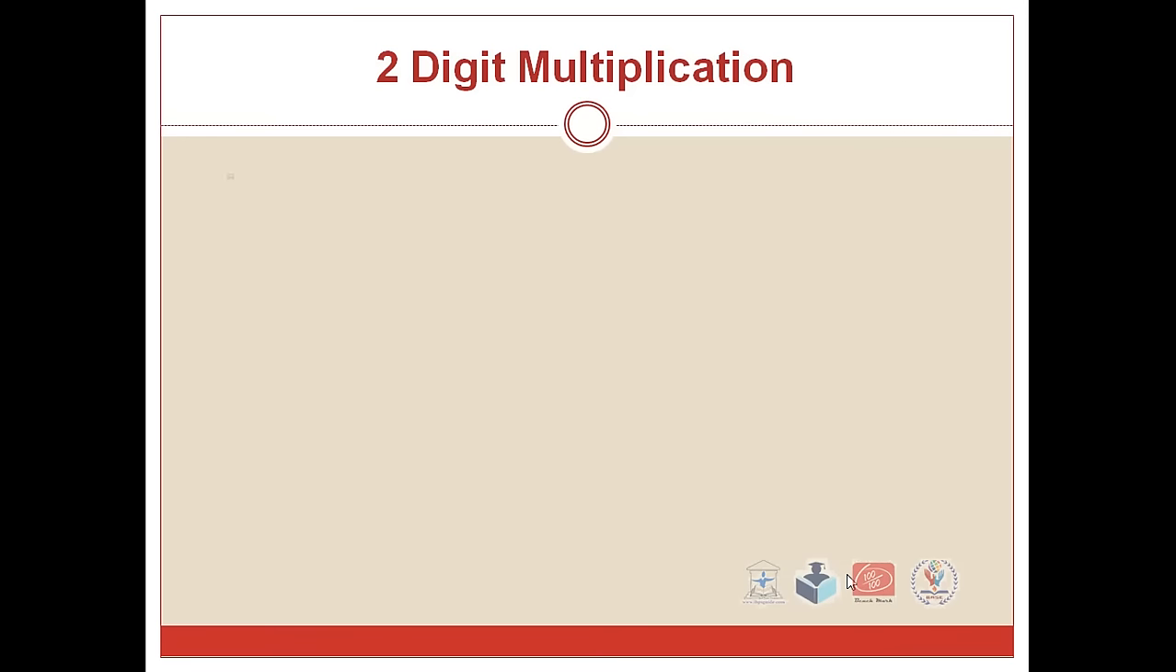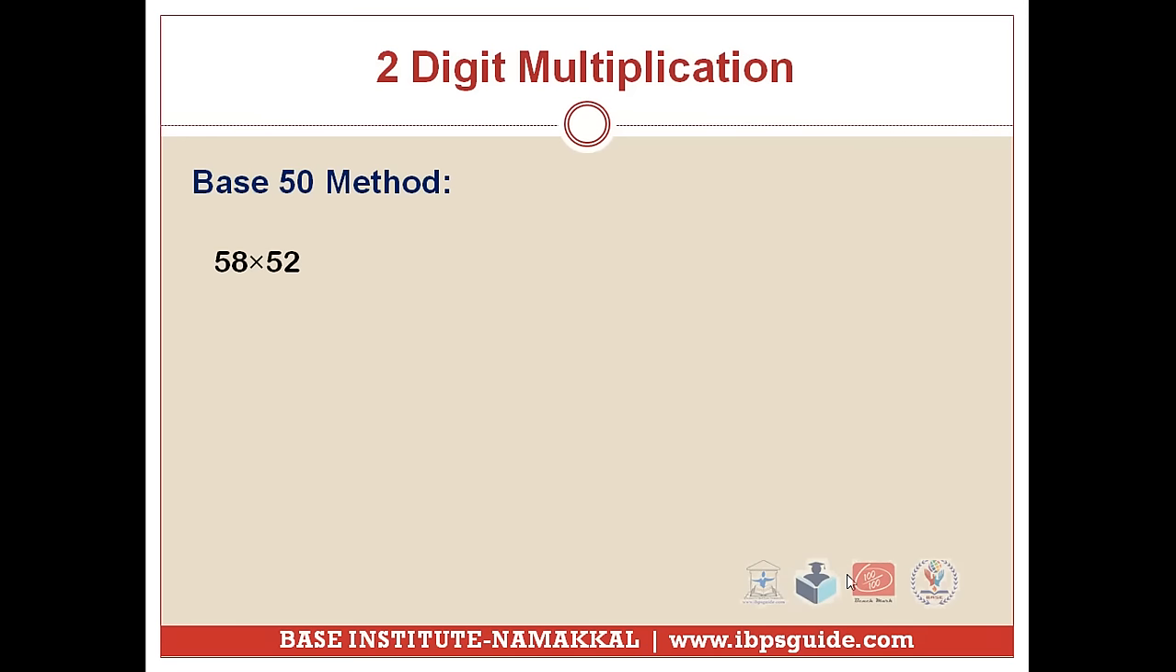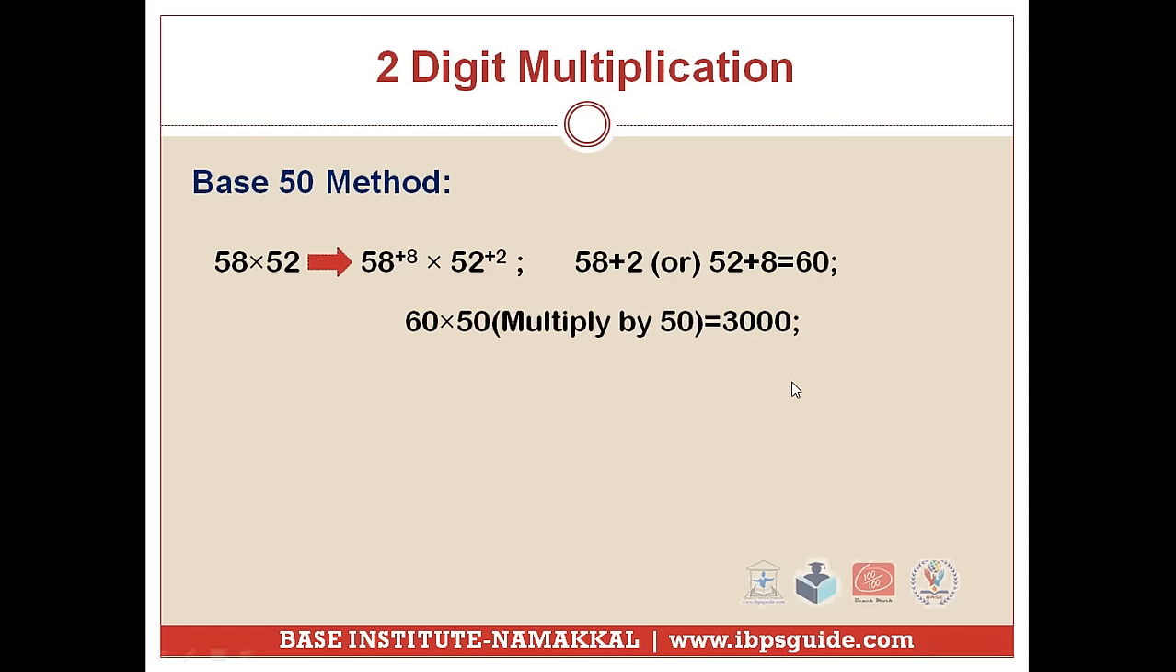In this method we can take multiplying 58 with 52. In 58, plus 8 is the superscript, and in 52, plus 2 is the superscript. Then we add 58 plus 2 or 52 plus 8, and we get 60. Multiplying 60 with 50, we get 3000.